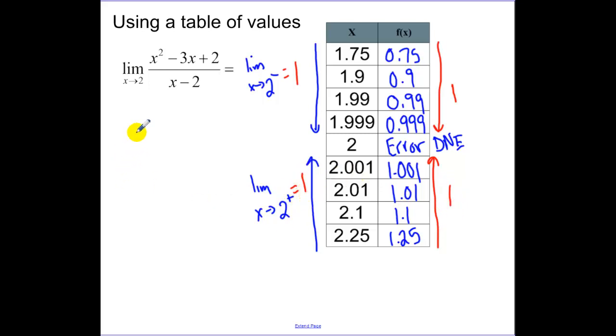So what is our limit of our function? The limit of our function is equal to 1. And we're going to talk tomorrow about a way that we can solve this algebraically.